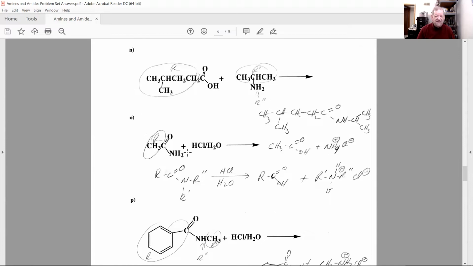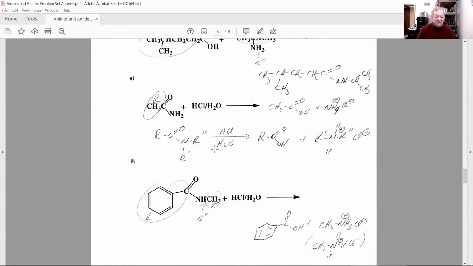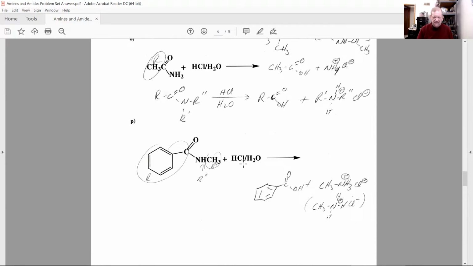What do we have in O or P? Let's look at P. What do we have? Ooh, carbonyl, nitrogen. On nitrogen, there's stuff. On the carbonyl, there's stuff. It's an amide. What are we reacting with? HCl. Remember, that's an acid. Why am I using HCl in these examples? Because that's the acid in your stomach. And here we have an amide, HCl, water.